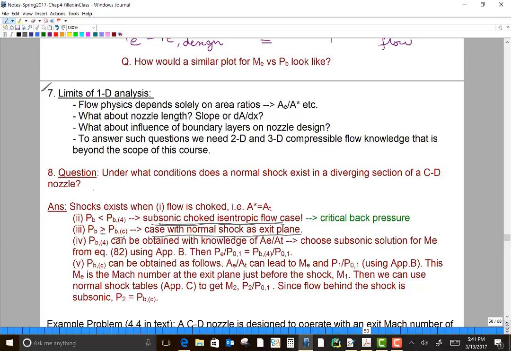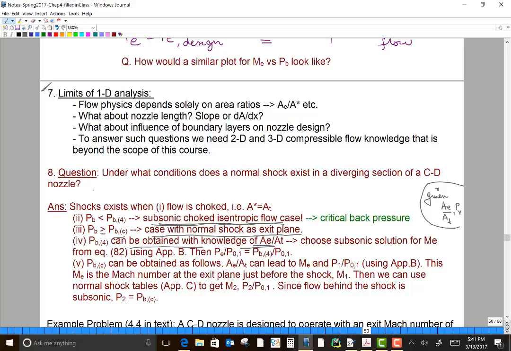So for a given nozzle, say a given AE by AT, comma PR. Okay, so we have been given these values, then how do we compute this PB4? The PB4 can be obtained with the knowledge of AE by AT.